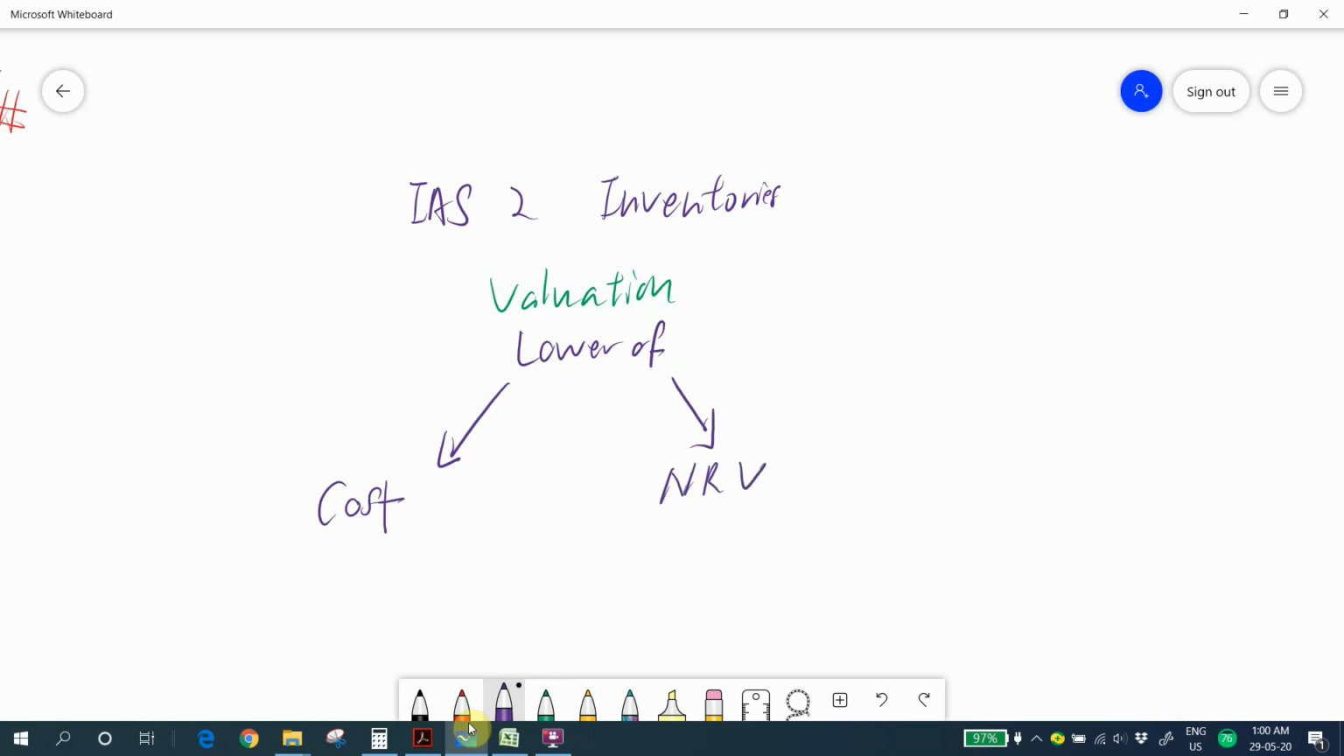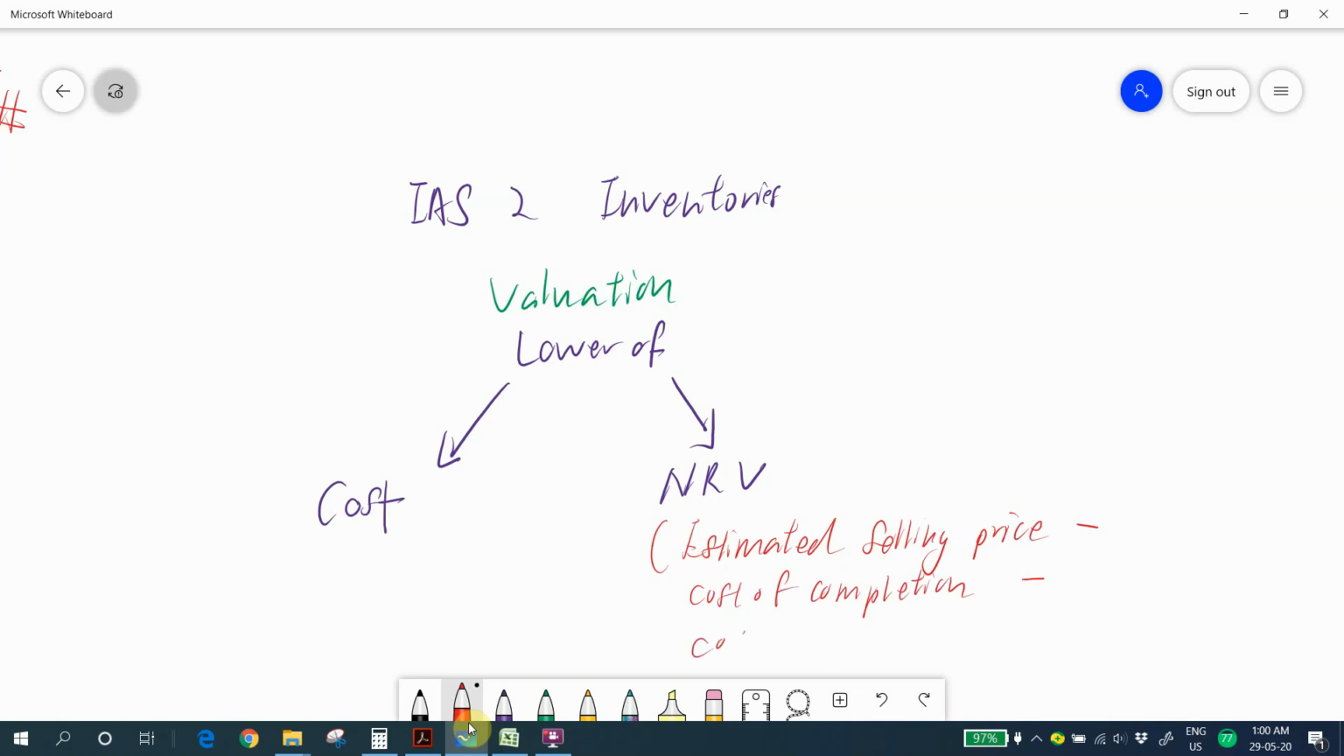So what is the net realizable value? The formula of net realizable value is we use the estimated selling price minus the cost of completion and minus the cost of selling.